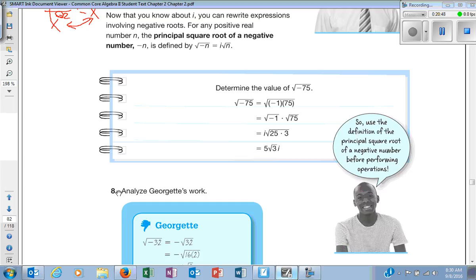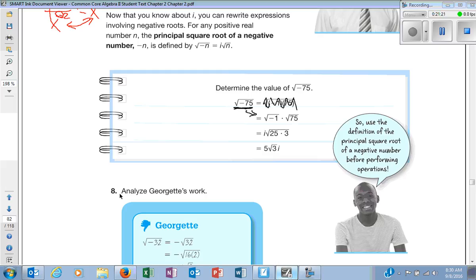From now on, whenever you see a negative under a square root, you are going to write i. Here's what I mean. As soon as I see this, I can break that up into this right away. I'm okay with you skipping that step and going right to here. As soon as you see the square root of negative 75, you should rewrite that as the square root of negative 1 times the square root of 75.